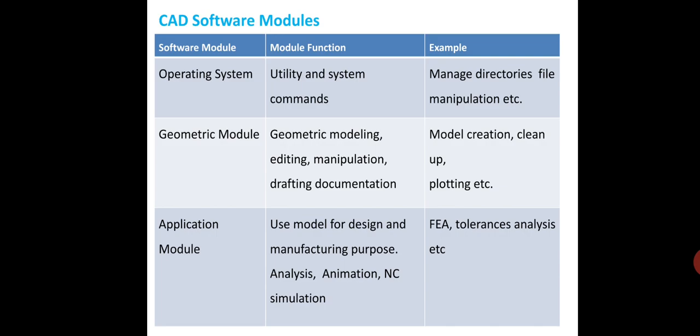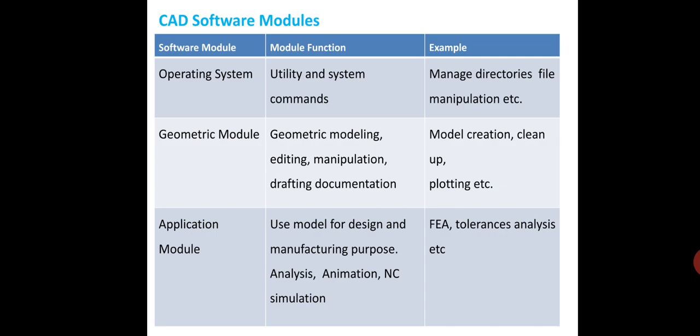Next one is geometric modeling. The function of the geometric model is to edit, to manipulate, to draft, to document the object. Examples are solid creation or model creation, plotting, to clean up things. These are examples of geometric modeling.